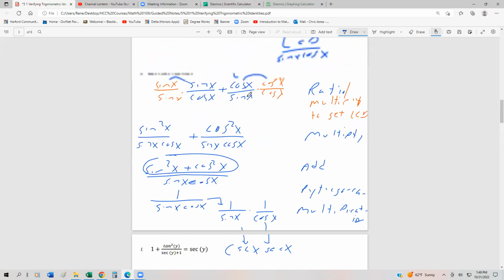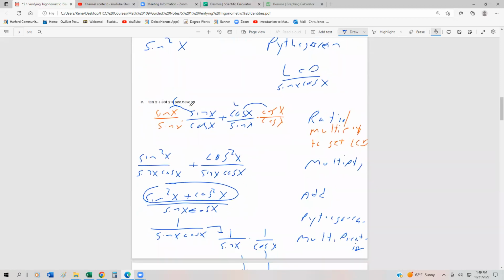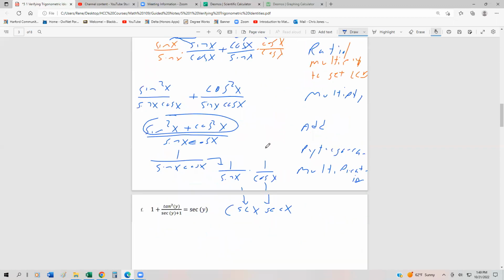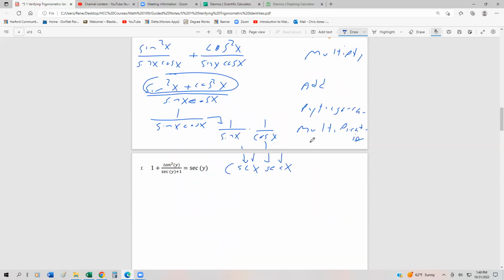And if we go all the way back to the beginning, that's exactly what we were looking for, sec x times cosecant of x. All right, so we're good there. Even though they're flipped around, we can certainly just multiply those together, okay? So that's going to be by our reciprocal identities.